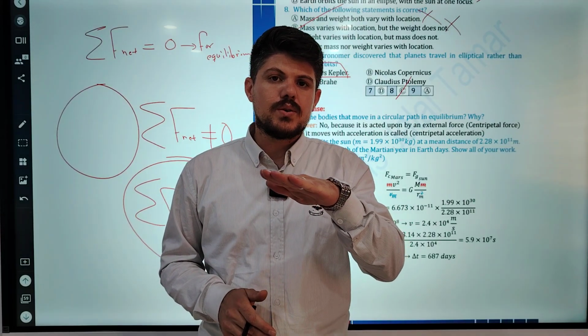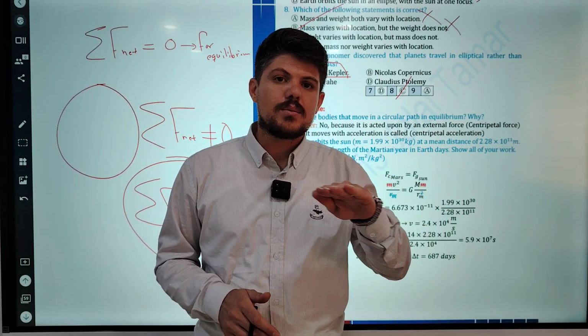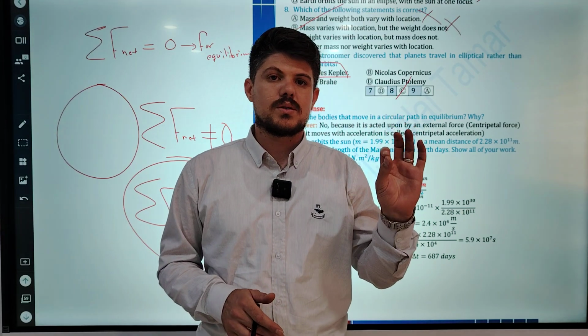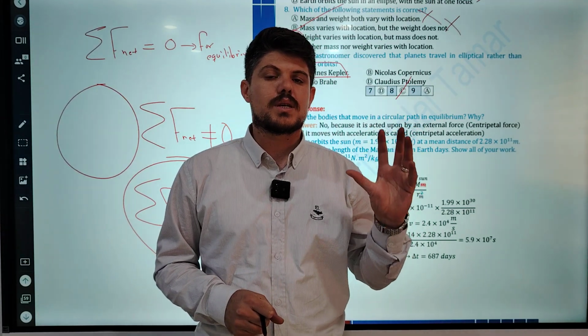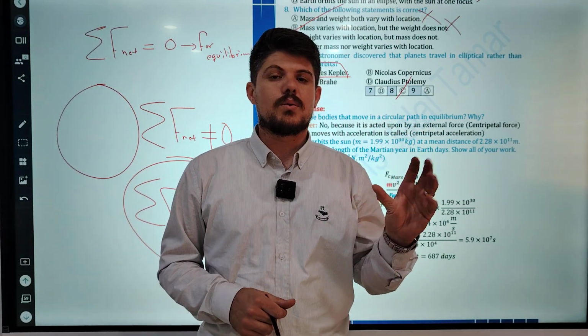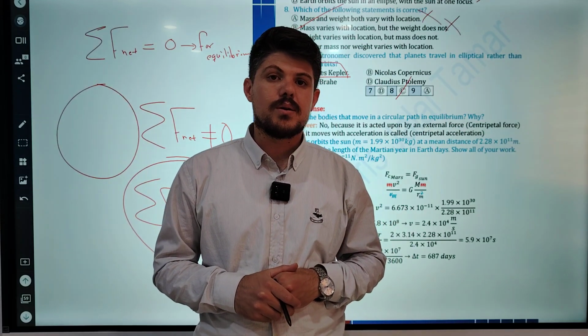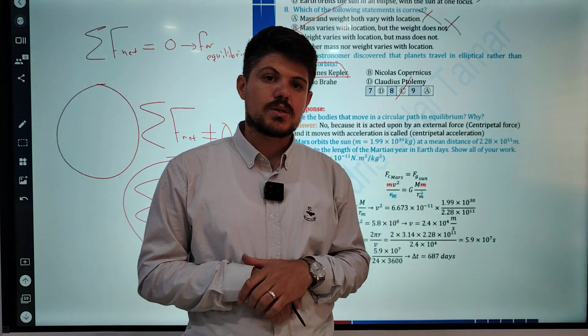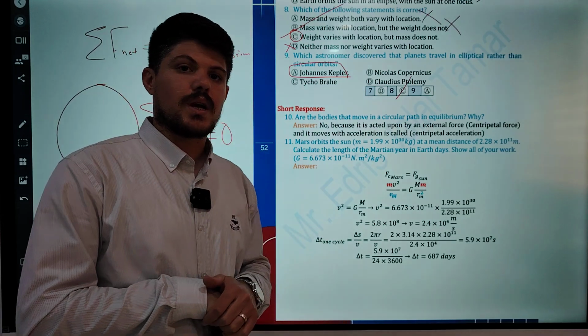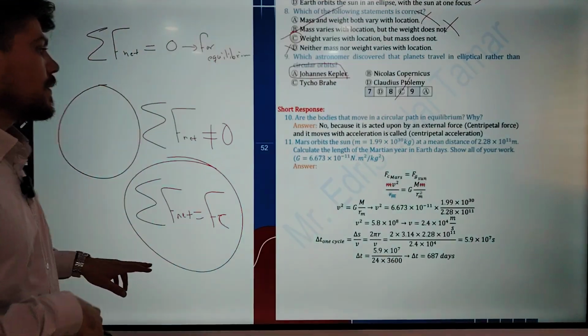But when an object is moving in a straight path, in a linear path, at constant velocity, can we say the object is in equilibrium? Yes, of course, because net force is zero for an object moving at constant velocity.